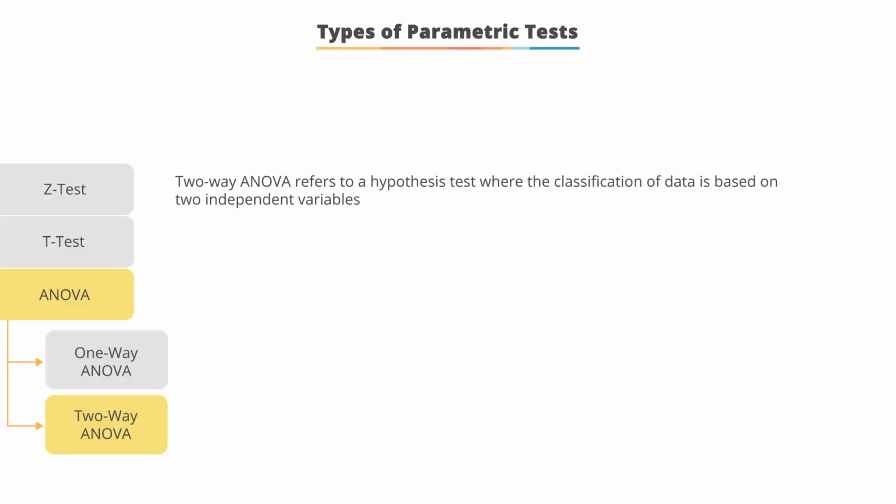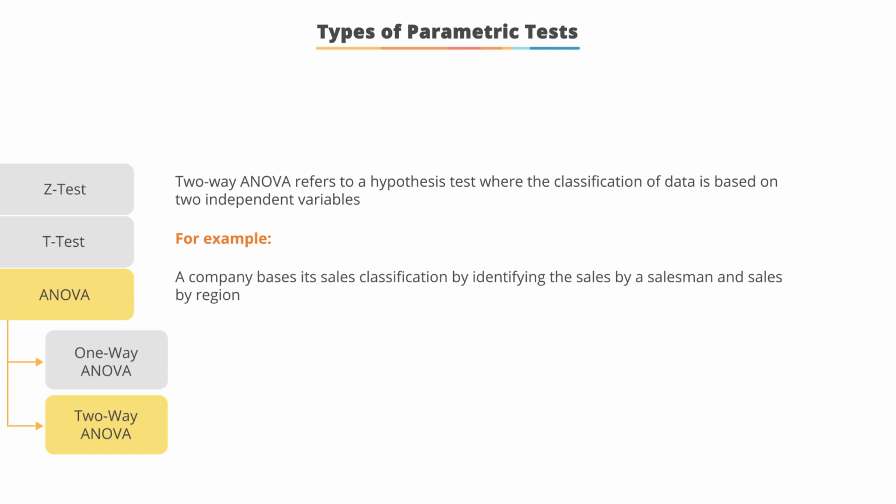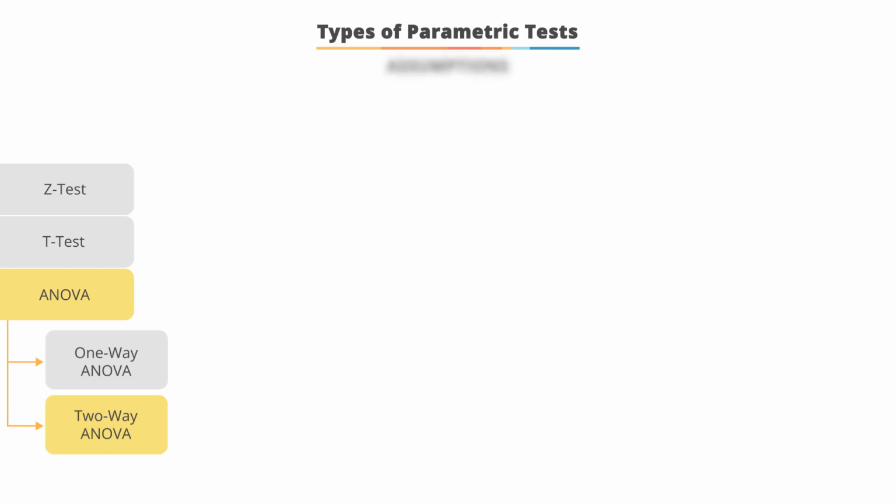Now, a two-way ANOVA refers to a hypothesis test where the classification of data is based on 2 independent variables. So for example, a company could base its sales classification by identifying the sales by a salesman and sales by a region. Now, when we're looking at these parametric tests, there are assumptions here.